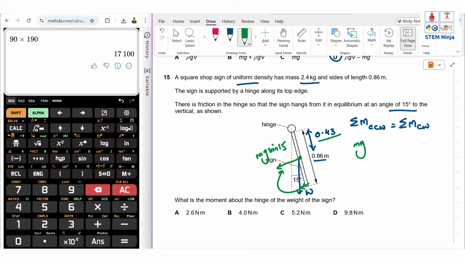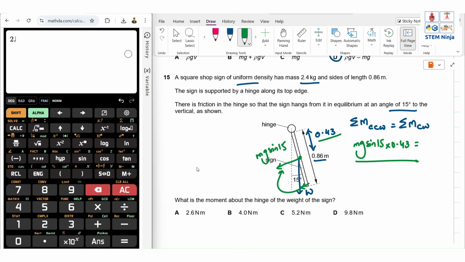So mg sine 15 times by 0.43 equals to friction. Actually, oh wait, sorry. What is the moment about the hinge of the weight of the sign? Actually, this is it. We don't need to do anything, right? Yeah, okay, we don't need to do anything.